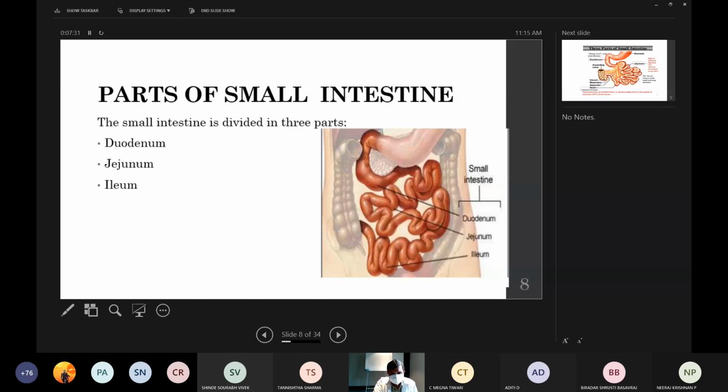The small intestine is divided into 3 parts. The proximal part, after the pylorus up to the duodenojejunal flexure, is called the duodenum. As I told you, it is retroperitoneal and the most fixed part of the small intestine. It is C-shaped, curved around the head of the pancreas. The remaining part of the small intestine is mobile. The proximal two-fifths is the jejunum and the remaining part is the ileum. There is no clear-cut distinct differentiation between jejunum and ileum.